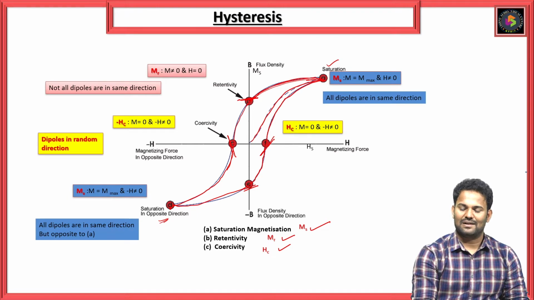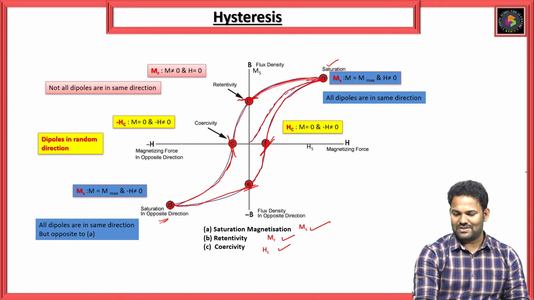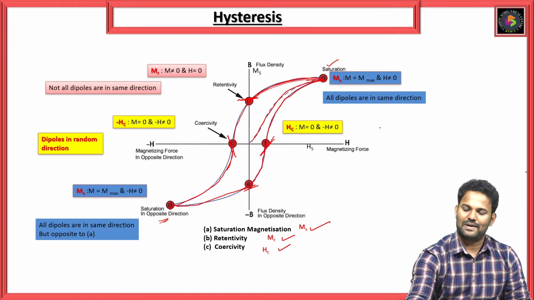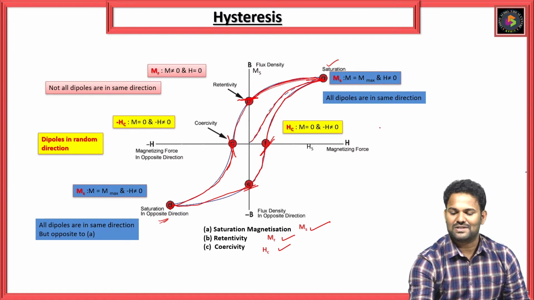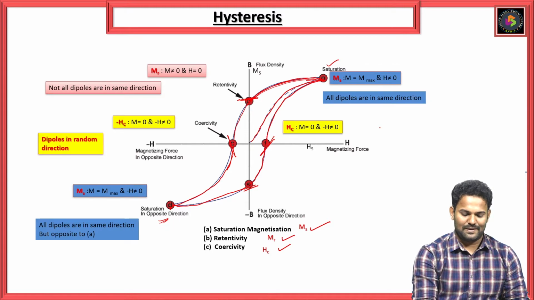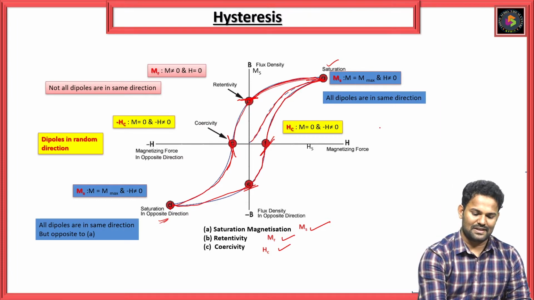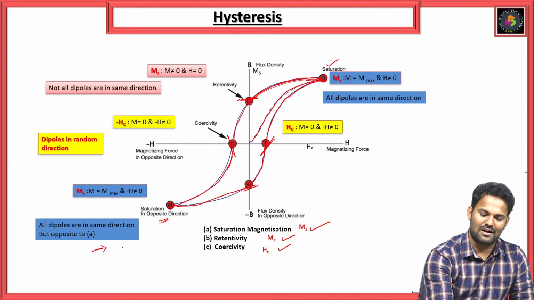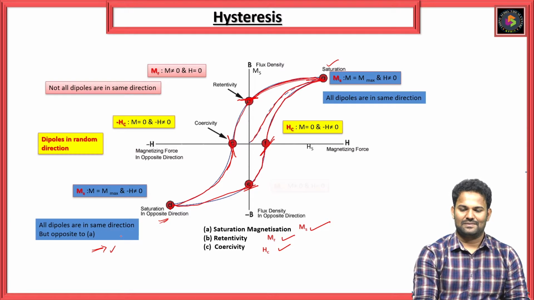The same domain theory can also be applied to the hysteresis loop. Domains are random in the first condition. When we apply the field, the domains start rotating and align in the same direction as the field, so it reaches saturation magnetization. The same thing applies to the magnetic domains. When all dipoles are in the same direction as the opposite field, it is known as opposite saturation magnetization.